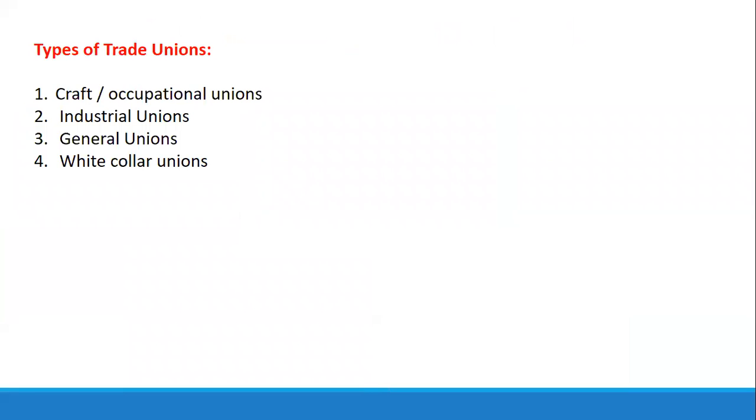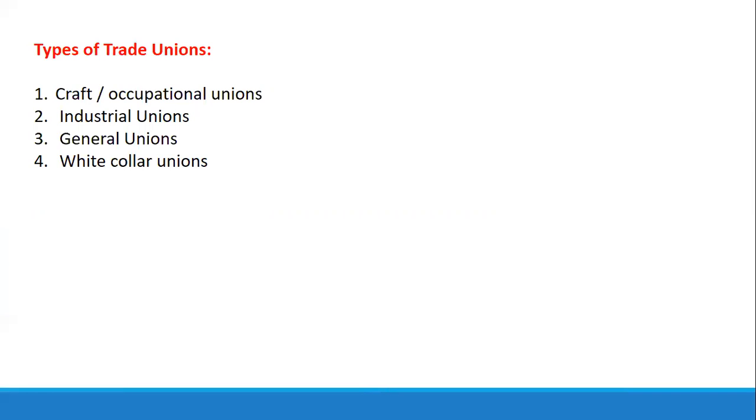Let us try to understand what are the different types of trade unions. So these are the different types of trade unions. First one is craft or occupational unions. Second one is industrial unions. Third one is general unions. Fourth one is white collar unions.